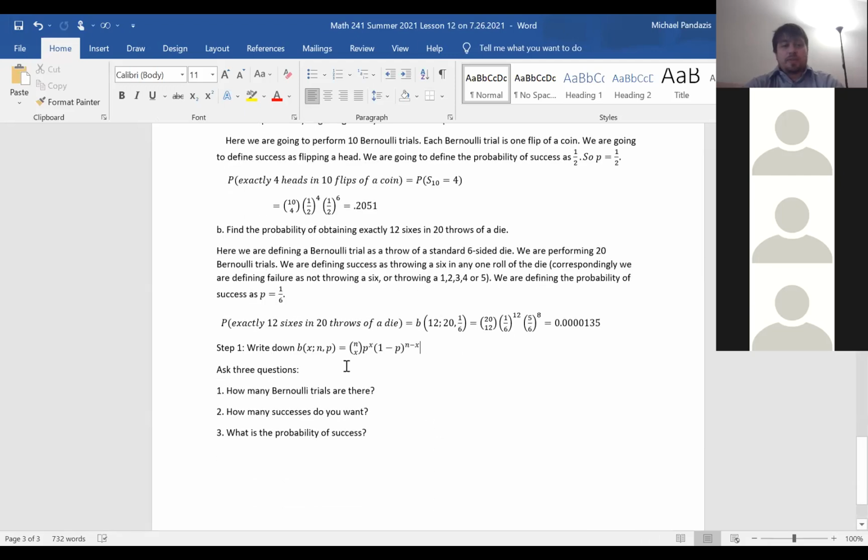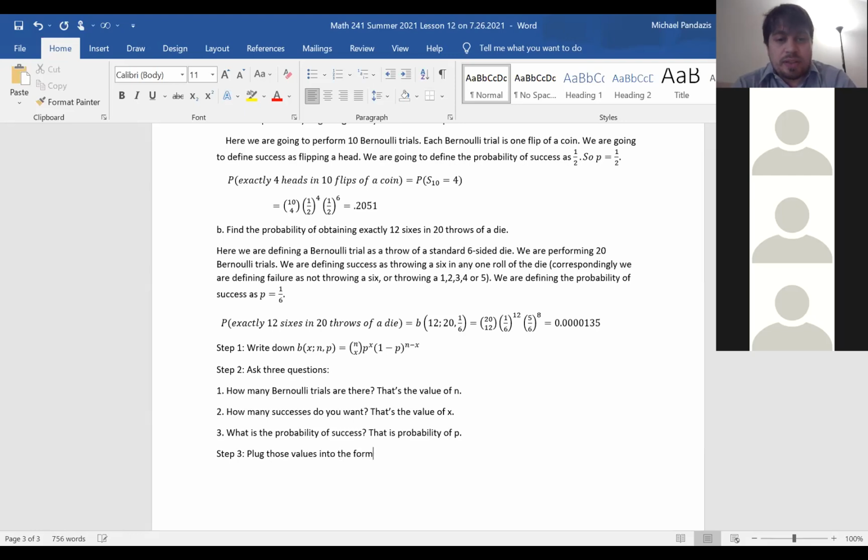Step 2, ask 3 questions. 1, how many Bernoulli trials are there? That's the value of n, little n. How many successes do you want? That's the value of little x. What is the probability of success? That is the value of little p. Okay? And then step 3, plug those values into the formula in step 1.